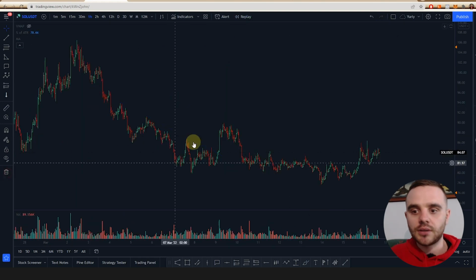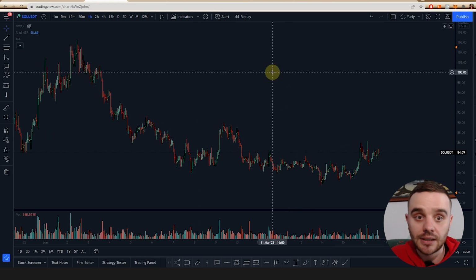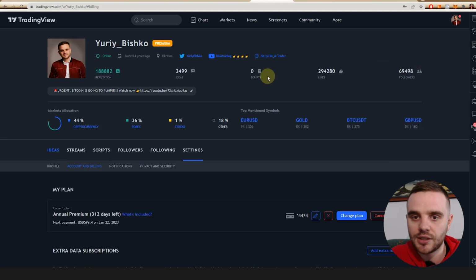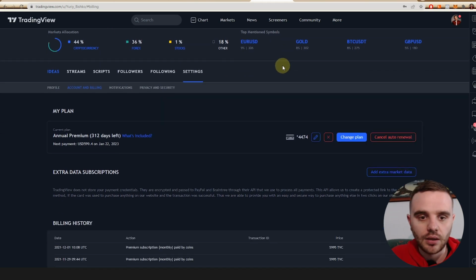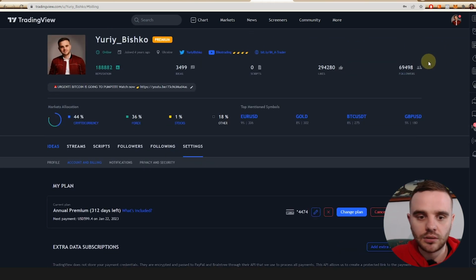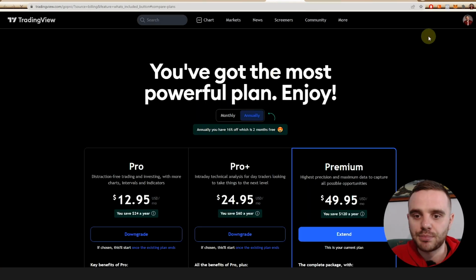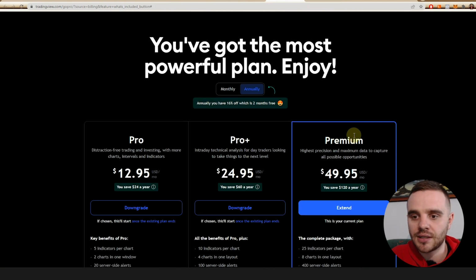The next important part that most of you are looking for is about plans. What you do is simply go to account and billing. Open this one, and I will show you the difference between plans, and which plan is better for you to choose, and how, as I promised you, to join TradingView with a massive discount. First, you can see what's included here, and you can open this page, and there will be information about plans: Pro, Pro Plus, and Premium.